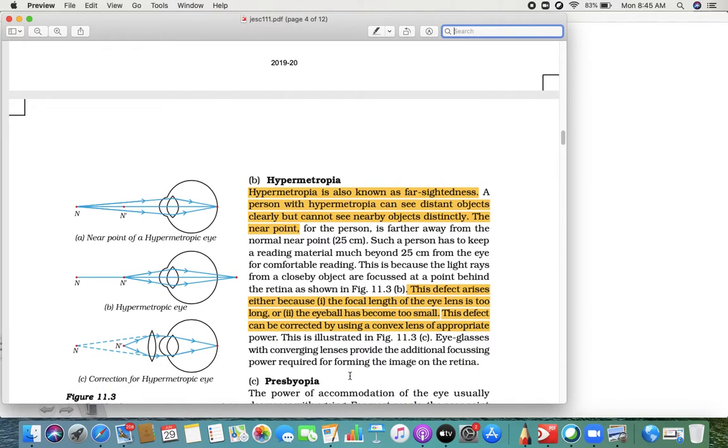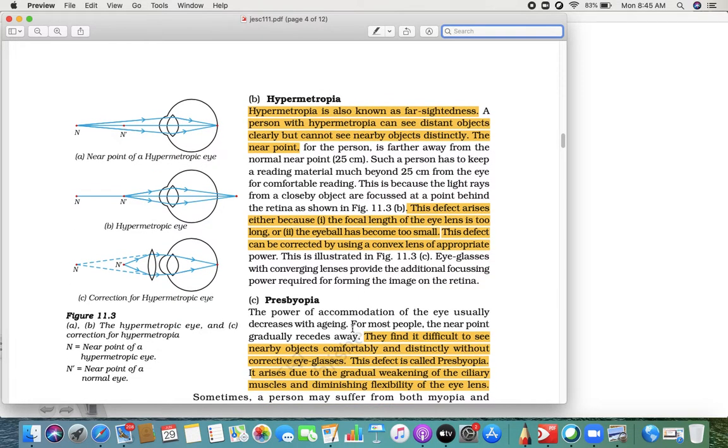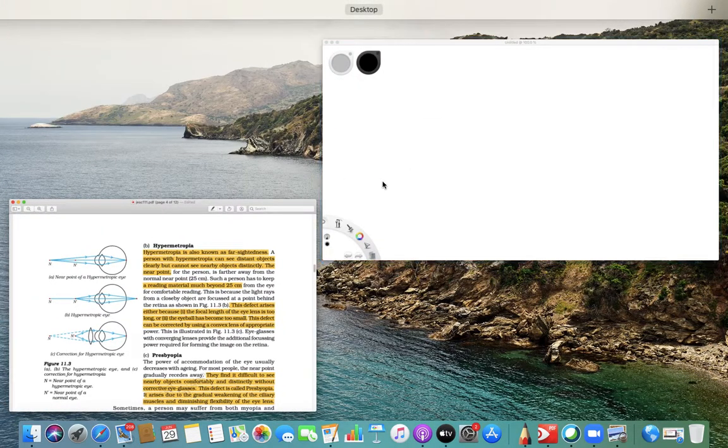The same happens with the opposite sense in hypermetropia. What happened in hypermetropia? Hypermetropia means farsightedness. Farsightedness means a person can see far objects clearly, but cannot see near objects distinctly. What is the nearest distance a person can see? 25 centimeters. But for this person, the nearest distance is much beyond 25 centimeters. So if that person wants to read a book, they have to put the book a little far from the eyes. Then the person can read. Now, what happened exactly in this one? I'll tell you. See.